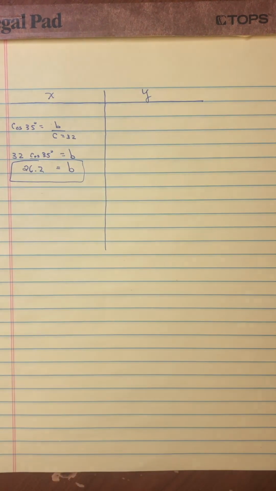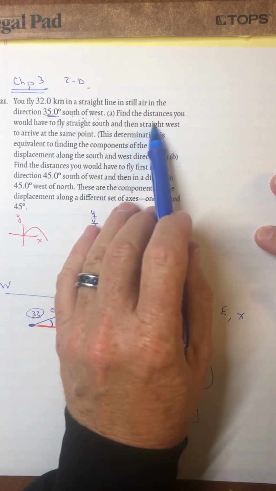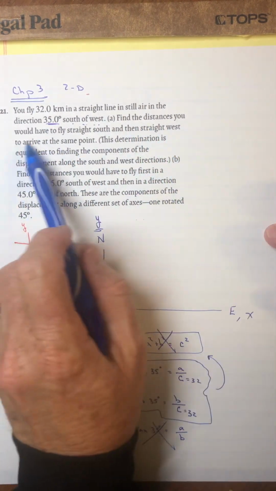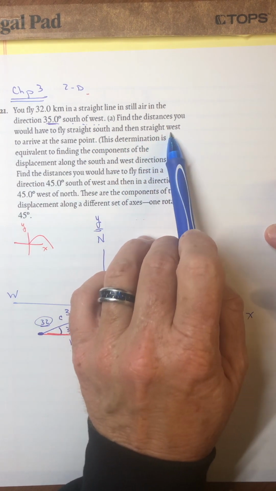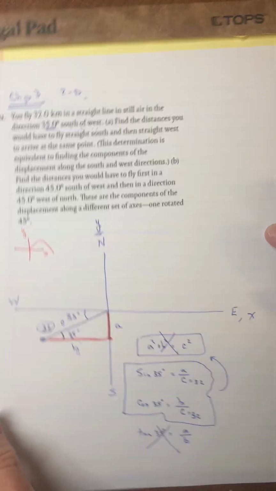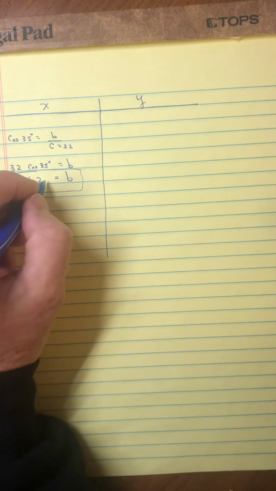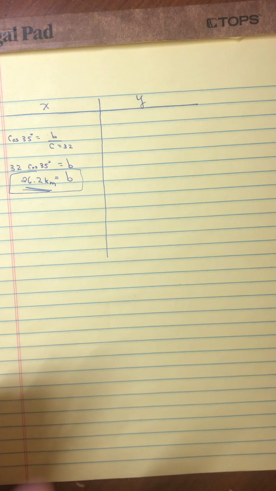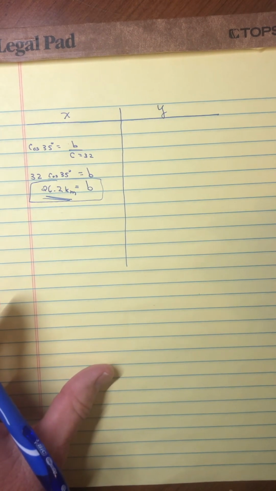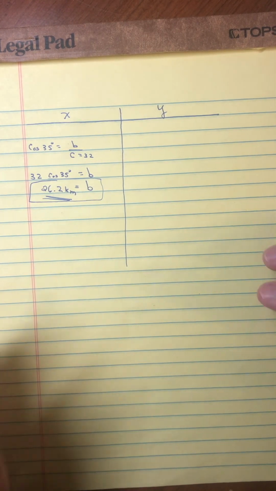And so coming back to the question, it says, determine the distance you would have to fly straight south. So that's not what I did yet. And then straight west. Okay, so this is west. So I would have to go 26.2 kilometers west. If we're talking about an x-axis, we might call it a negative distance. But when you do a compass rose, we use east and west, not plus and minus. All right, so that's how far west.